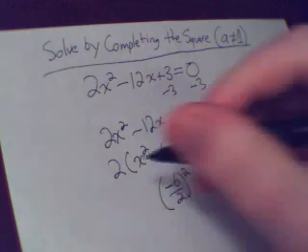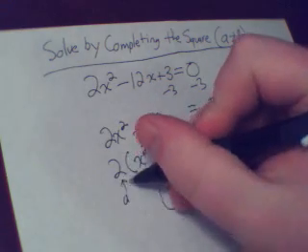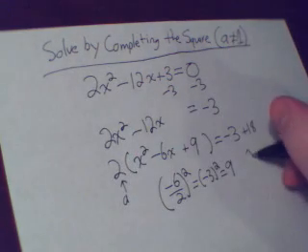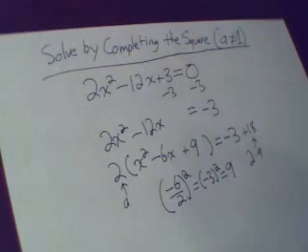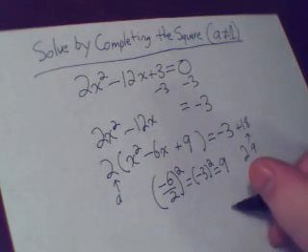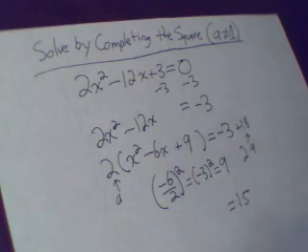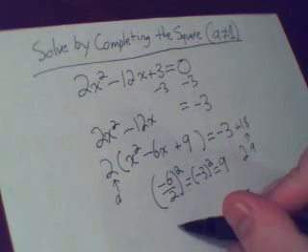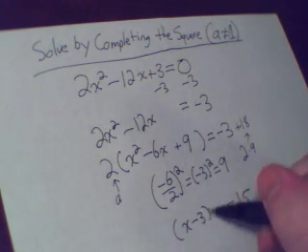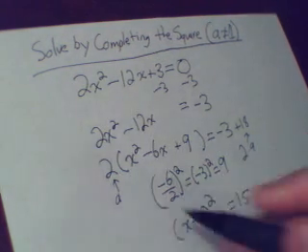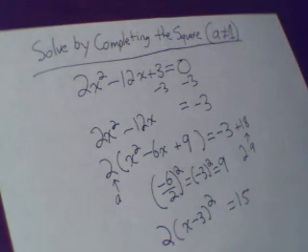And where did I get that? It's a times b over 2 squared. So 2 times 9 is 18. On the right side, I get 15. On the left side, I still can use my shortcut. I got x minus 3 squared. But don't forget you have 2 outside.